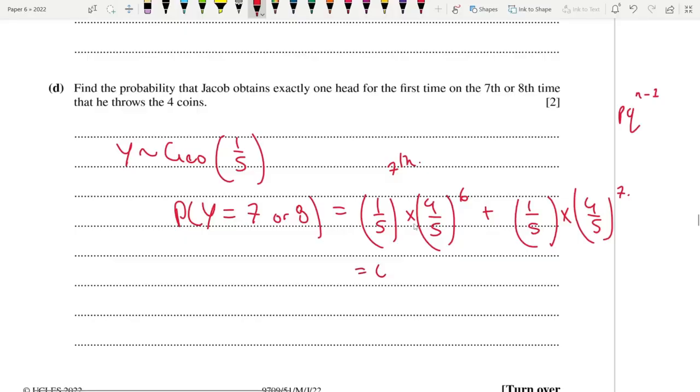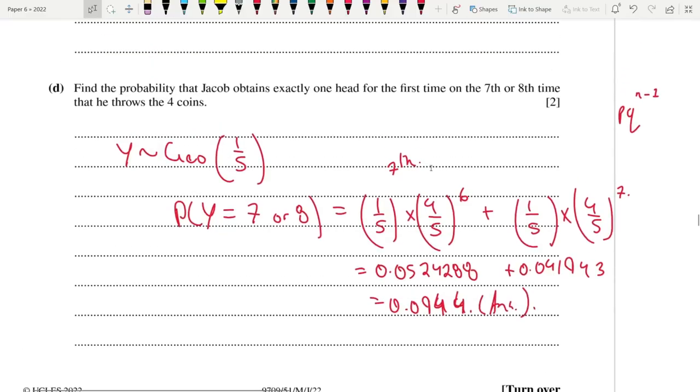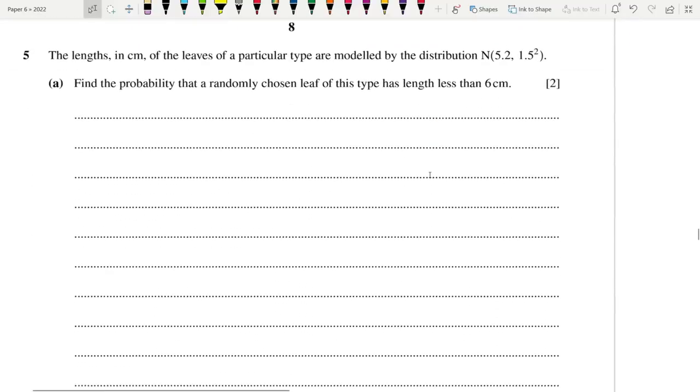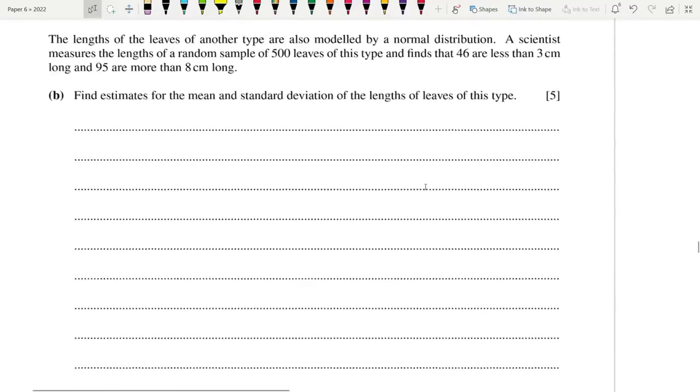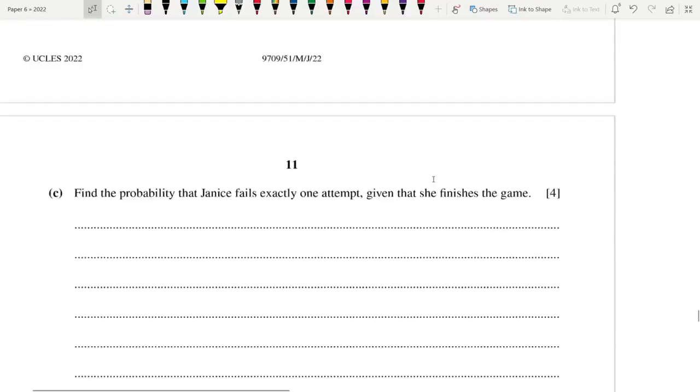So if you do solve this, you get 0.0524288, 0.041943. So that's 0.0944. Okay, that's all. By the way, geometric distribution was added to the syllabus from 2020 onwards. Okay, now we have 5 and 6 left.